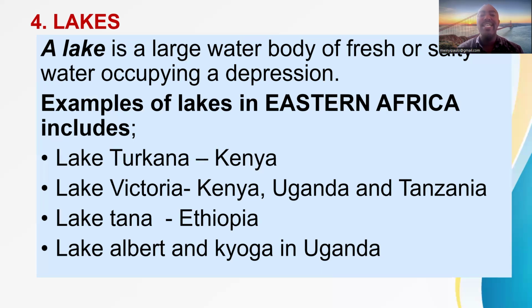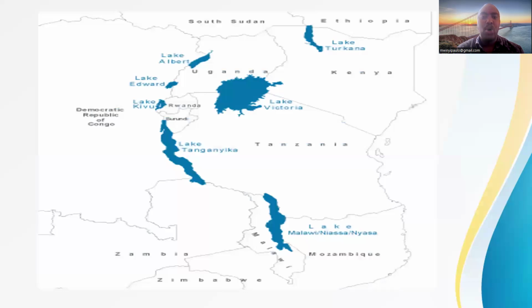On your screen, I'm displaying examples of lakes found in Eastern Africa, starting with the far left-hand side. You can see Lake Albert in Uganda, with Lake Edward at the border of Uganda. Then Lake Kivu in Rwanda. Down we come to Lake Tanganyika. Kindly make sure you can see Lake Tanganyika. Down there is Lake Malawi.